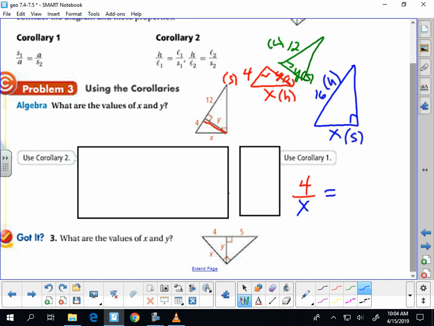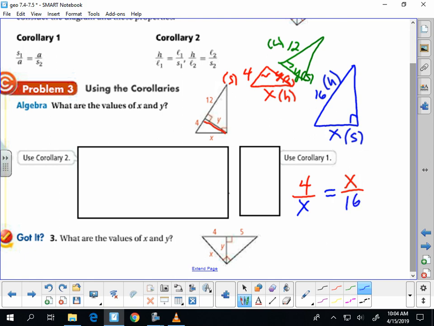X equals... go back to the red triangle. We have the hypotenuse, the one across from the 90, which is X. And on the blue triangle, we have the hypotenuse, which is 16.